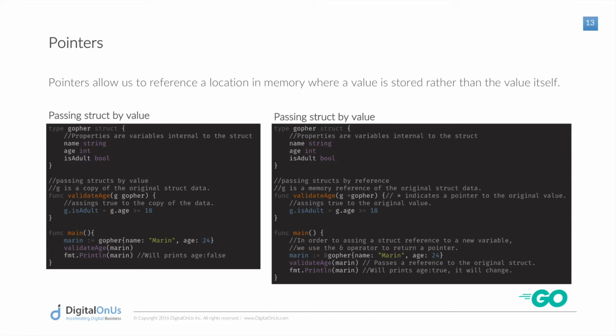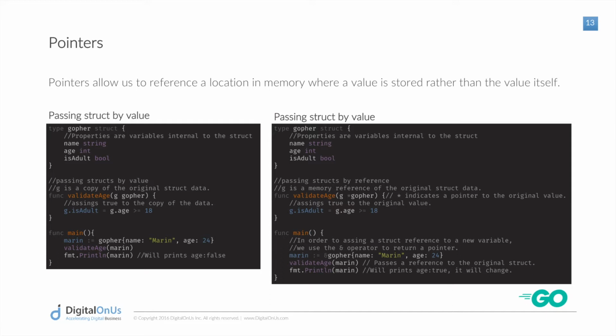When we call a function that takes an argument, that argument is copied to the function. Pointers allow us to reference a location in memory where a value is stored rather than the value itself. The following examples show us the two ways to pass a variable to a function: pass by value and pass by reference. The code on the left is an example of how to pass by value. It means that the function can only get a copy of the variable passed. So if we change some field of the struct, it will not change after the function.